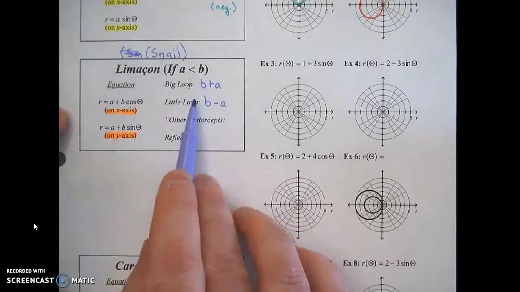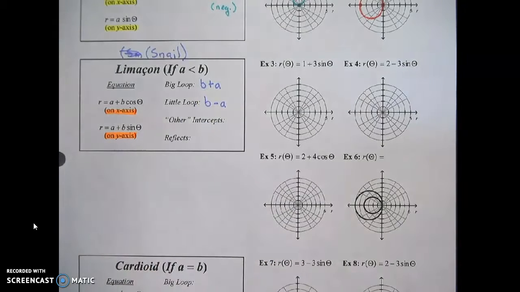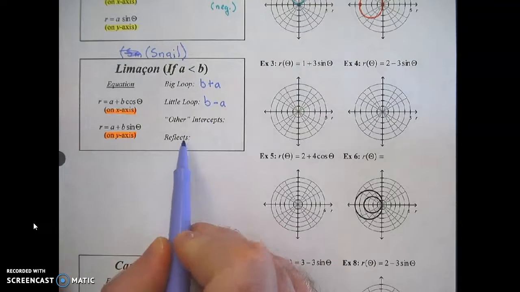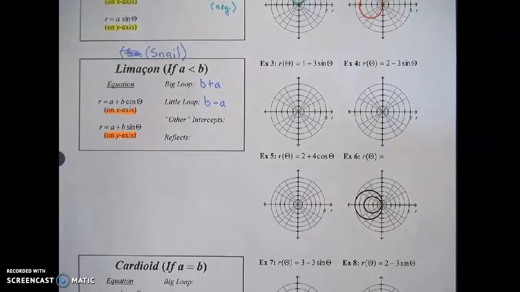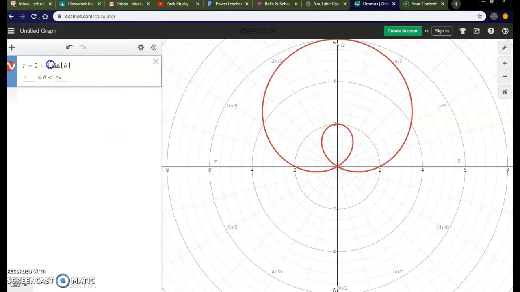All right, so we want to now talk about the other intercepts. This is also something I think is easier to do on Desmos. Actually, let's just talk about both of them: other intercepts and reflection. You're going to see that there are a lot of similar characteristics. So right now these are the intercepts that are figured out by our loop. These intercepts come from, well, let's see if you can figure it out.